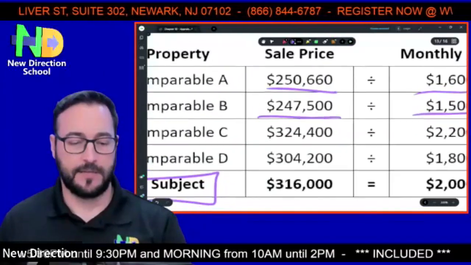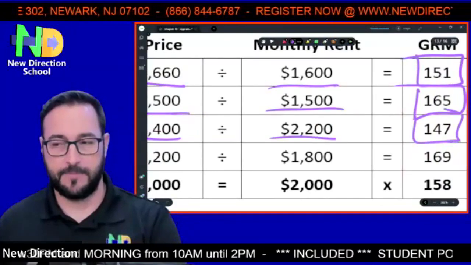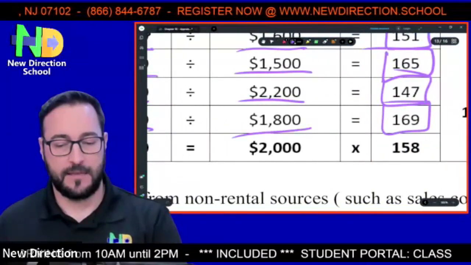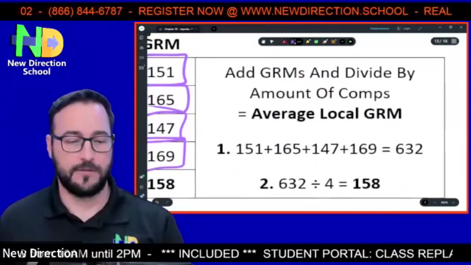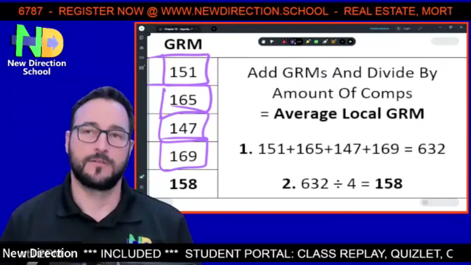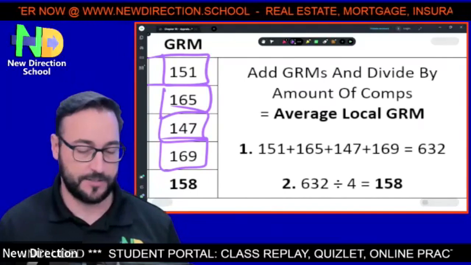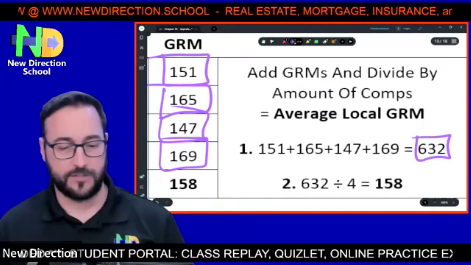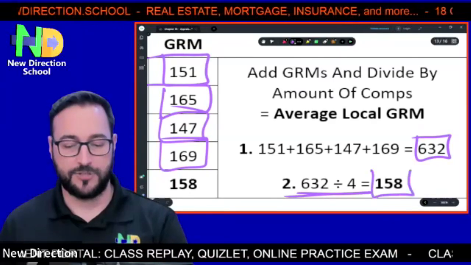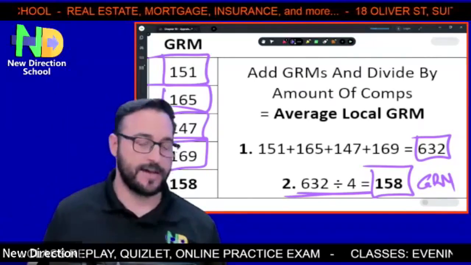Property C was bringing $324,000. The rent is $2,200, GRM 147, and so on. Now that we found the 4 GRMs, we add them and divide by the number of comps. We had 4 comps, so 151 plus 165 plus 147 plus 169 is 632. That's the total. Step number 2, we divide this by the number of comps, and the GRM is 158.